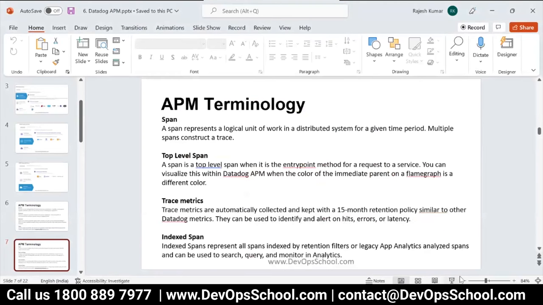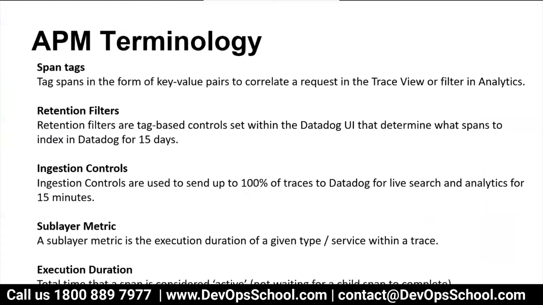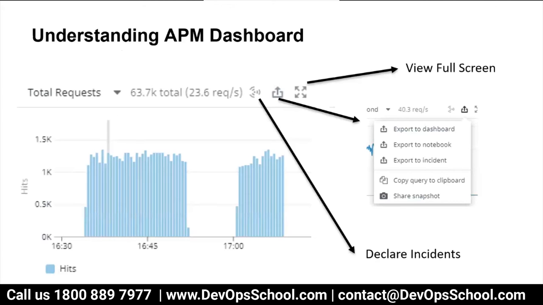So this is a span. Some are top level spans, some are low level spans, and trace metrics index spans. You can tag them also. The retention period for all this content, by default, is governed by retention filters, which are tag-based controls set within the Datadog UI that determine what spans to index in Datadog for 15 days. There are some more terminologies, which include ingestion control, sublayer metrics, execution durations, and stuff like that. I'll just ignore it for the time being.